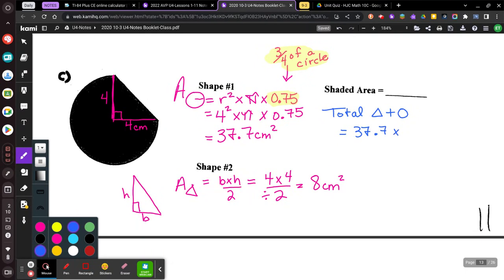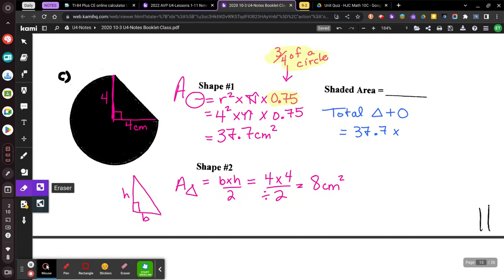Where's my plus sign here? Plus 8. There we go.